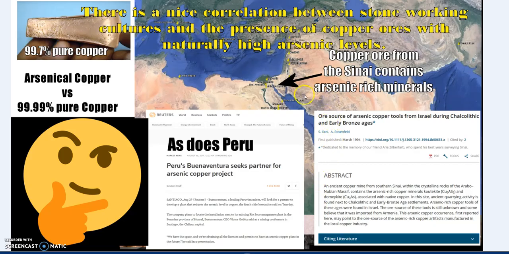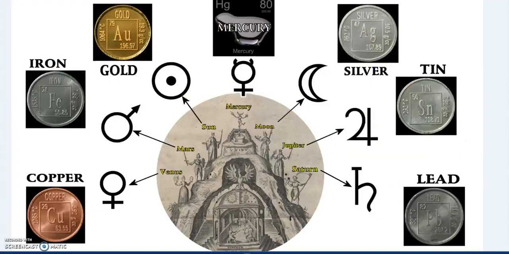So what we have is arsenical copper, which is significantly harder than copper. The copper from the Sinai is rich in arsenic. Up in Anatolia, it's rich in nickel. Again, it's not pure copper. And Peru, so Mesoamerica, so South and Central America, I'm just going to bundle them together. Chile and Peru are some of the main sites in South America to get copper. It doesn't come out pure, it's arsenical copper.